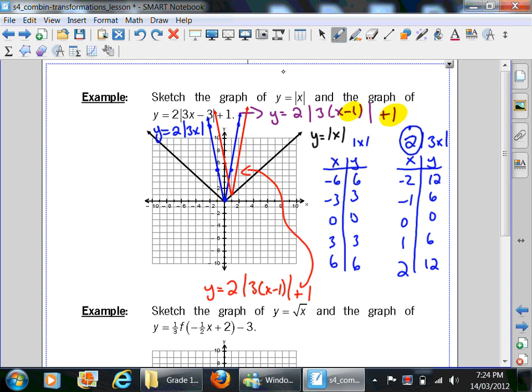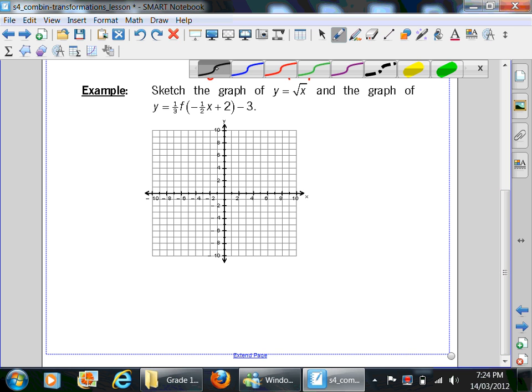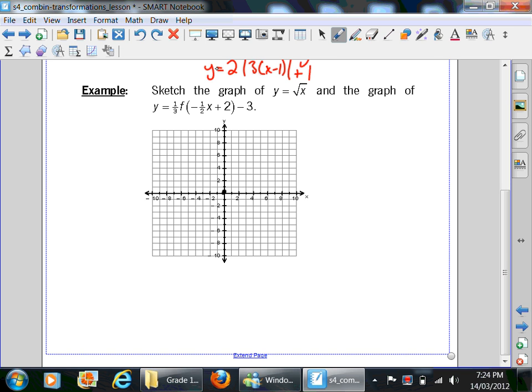Okay, so next example. Sketch the graph of the square root of x, and then we have something nasty to do there, quite a bit. So, let's give it a try. First things first, let's do the square root of x. So, square root of x is going to be, there it is, 1, 1, 4, 2, 9, 3. There it is, square root of x. Y equals the root of x.